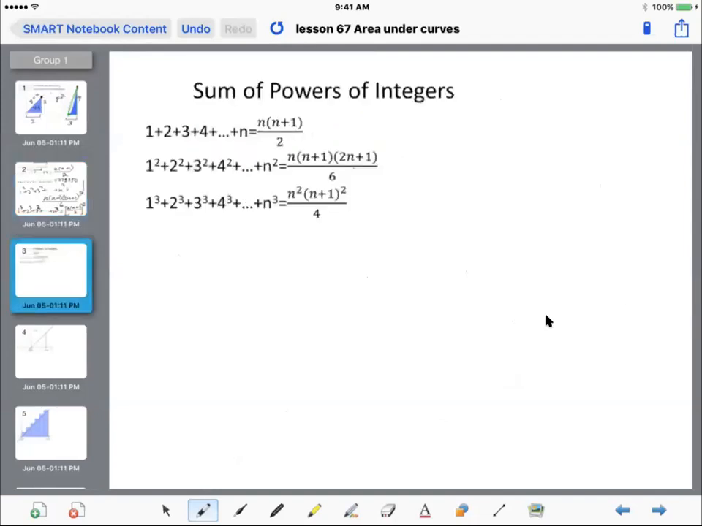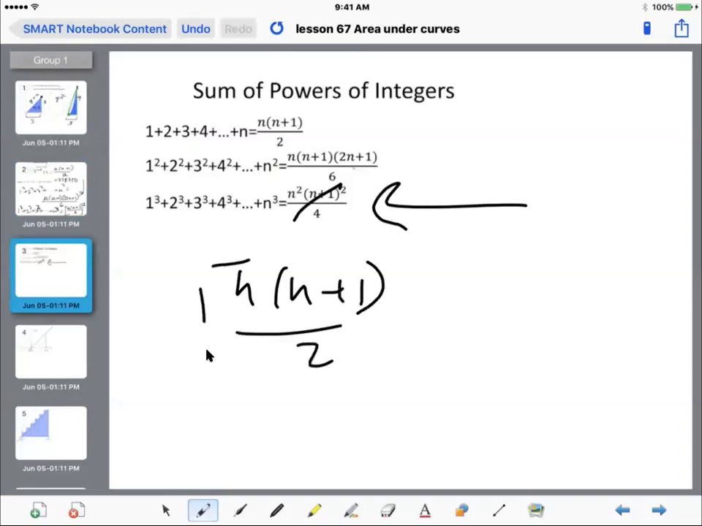This is what I was just talking about. Here they wrote the formula, they actually squared it, so it's n squared times n plus 1 squared over 4, but I like to write it as n times n plus 1 over 2, squared. There are some really nice visual proofs of those. I'll put links up to those.